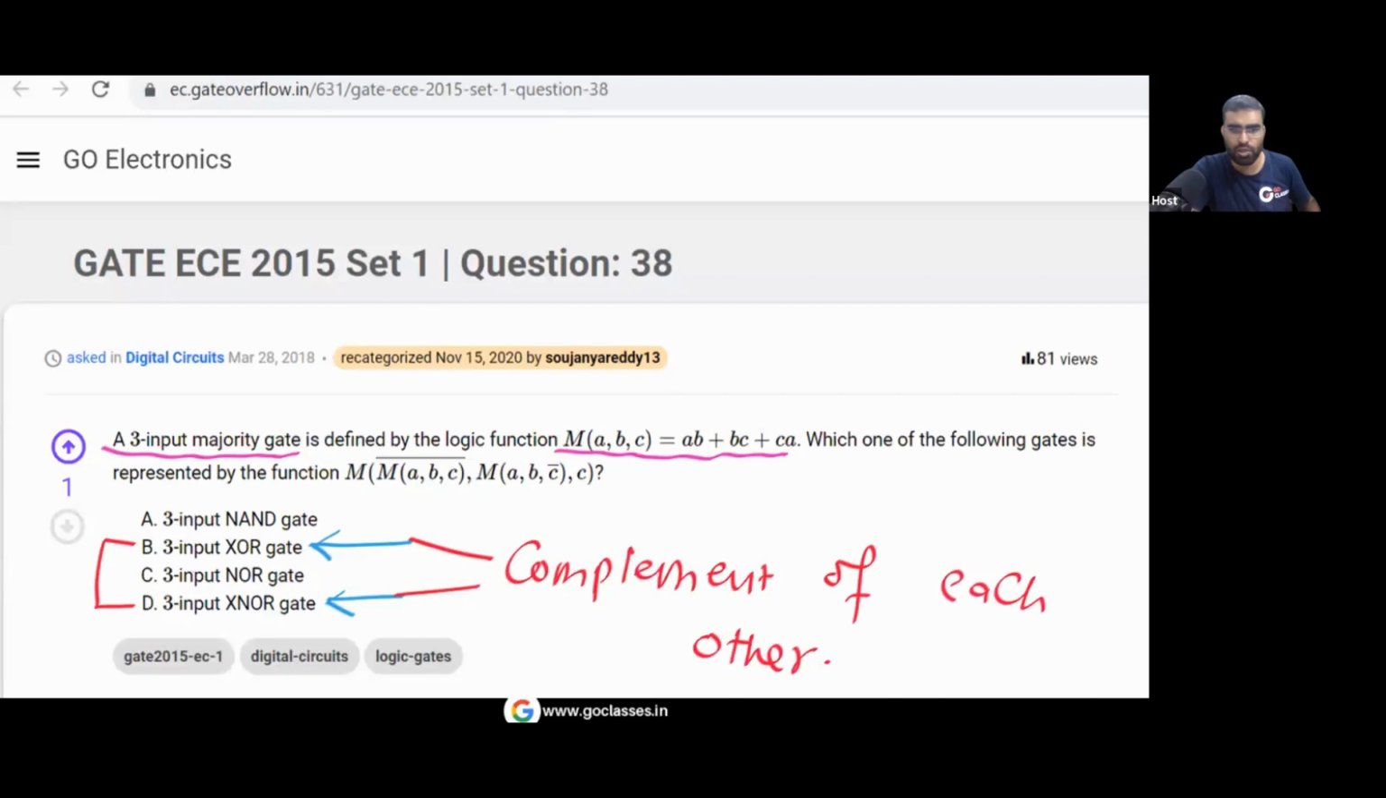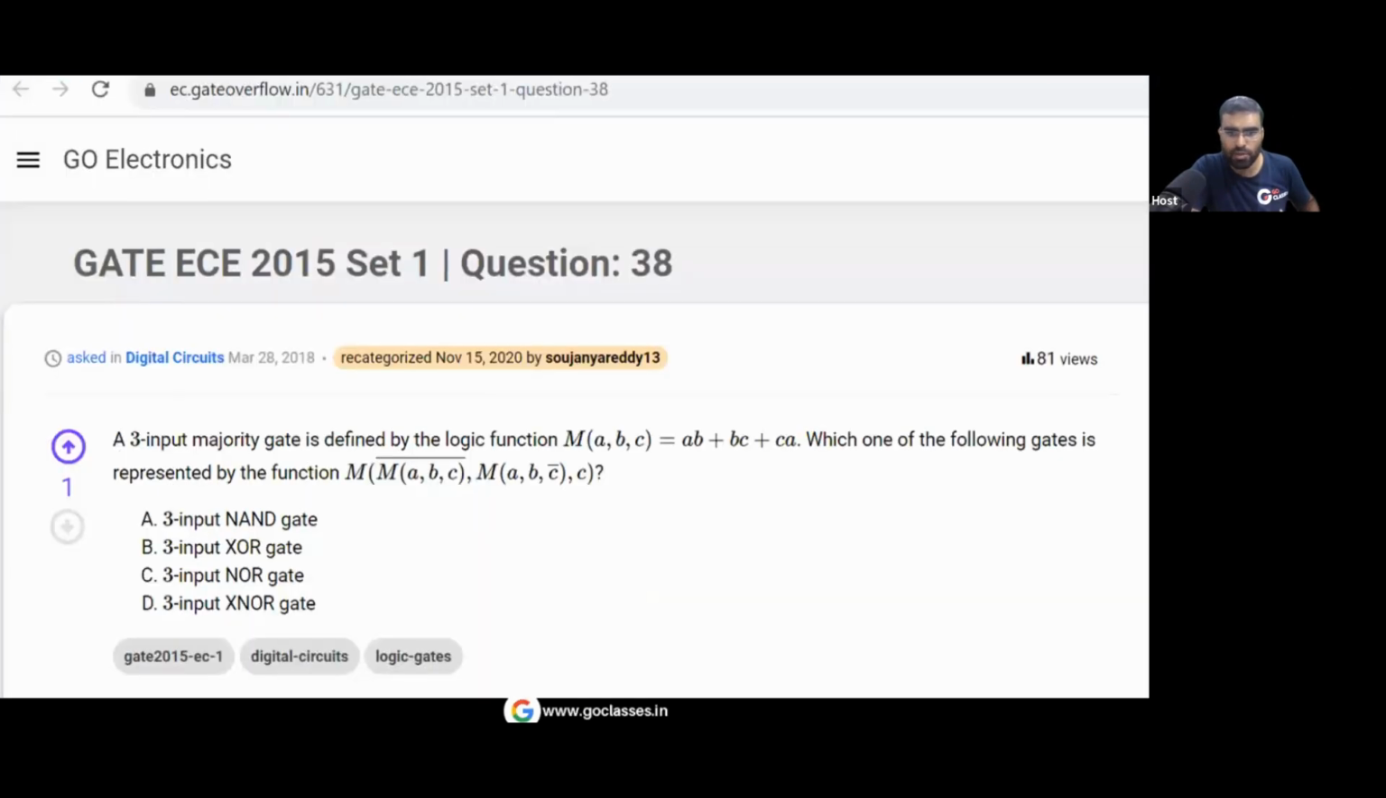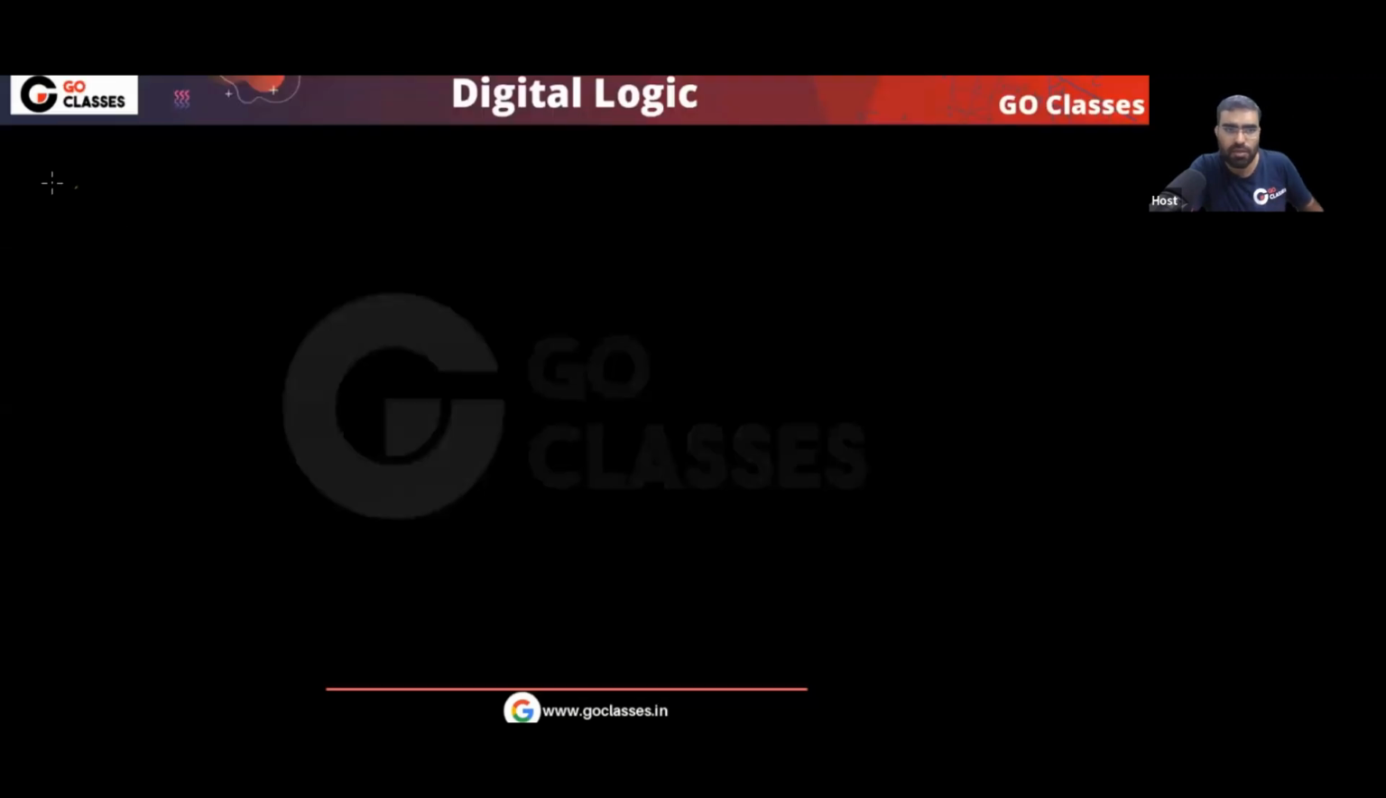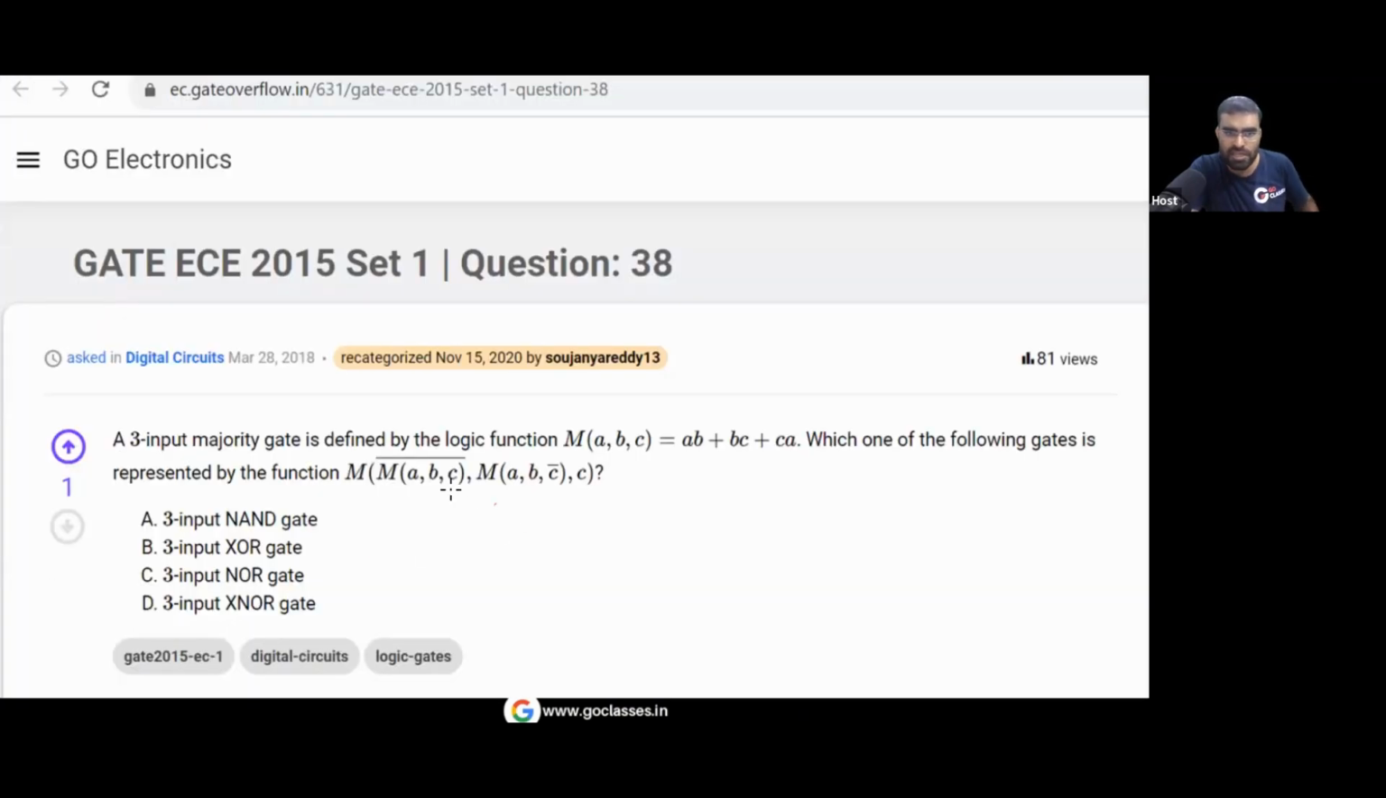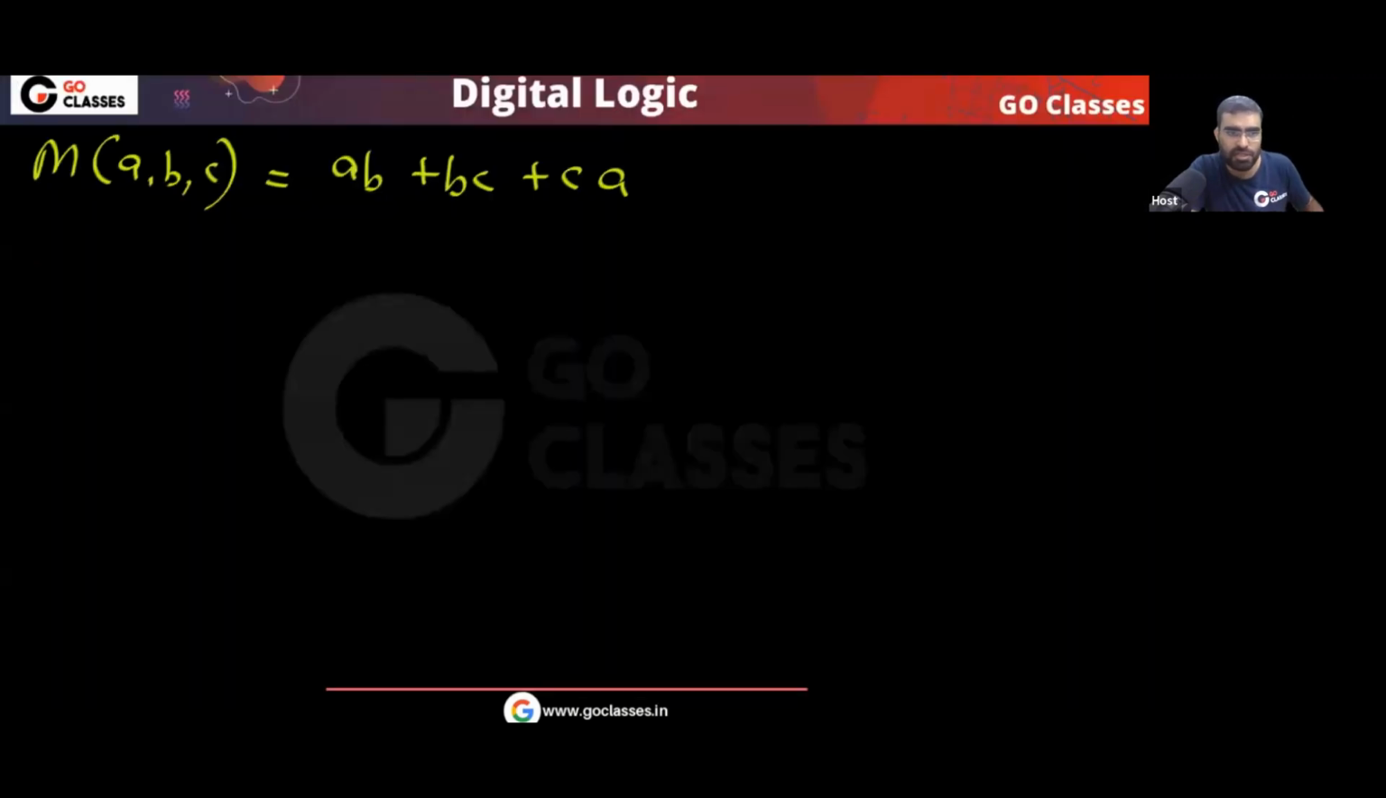Anyway, now let's solve this question. Let's come back to this question. The question is very simple. A majority function is given to you, M ABC, that is AB or BC or CA. Now the question is asking, what is this function? A new function is given to you. The function that is given to you is M.